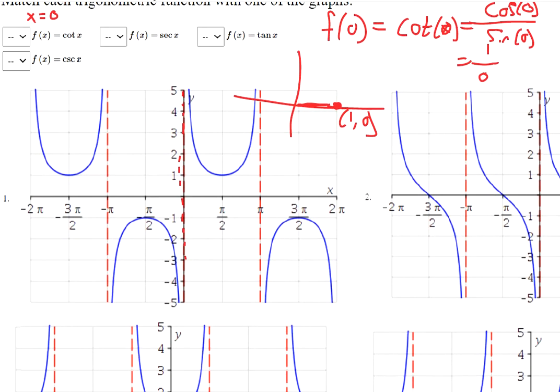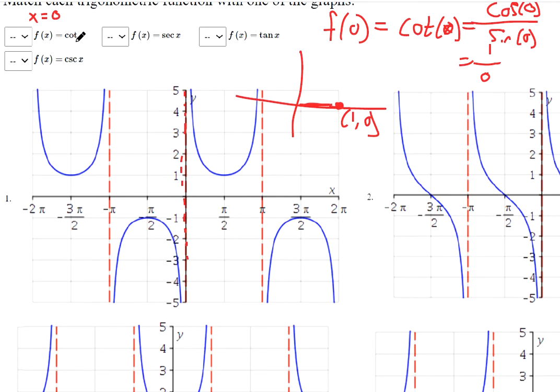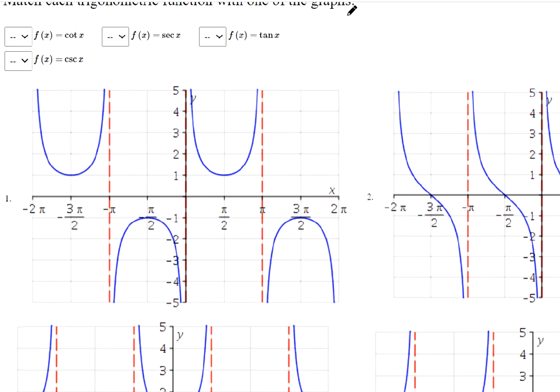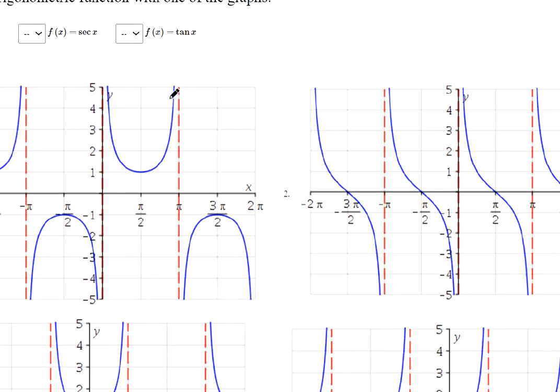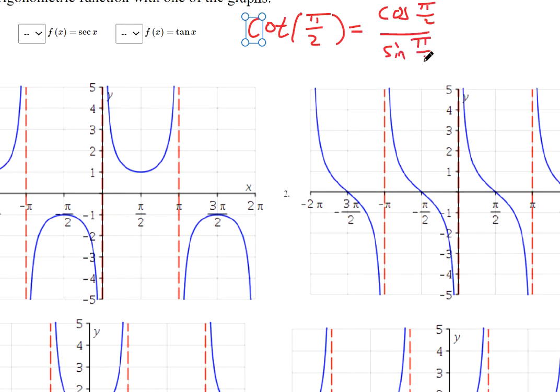We've narrowed it down. We plugged in 0 for cotangent of x. We got out undefined, which means it's got a vertical asymptote at x equals 0. So let's try out another value. If we're trying to guess between these two graphs, like this graph, at pi over 2, it's supposed to spit out 1 for y. So let's try that. For cotangent of x, let's plug in pi over 2. So that's going to be cosine pi over 2 divided by sine pi over 2.